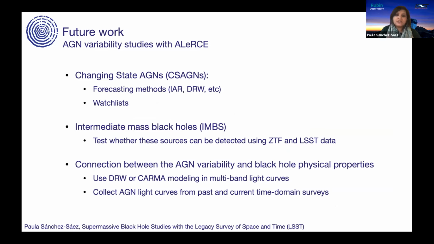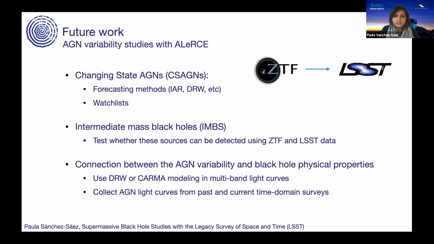We are also trying to estimate whether ZTF and LSST will provide a good cadence to select intermediate mass black holes. And also in the future, once we have enough data, we want to perform AGN variability analysis and relate the AGN variability features with black hole physical properties. So in the past, we have tried to do this using, for instance, damped random walk modeling or Kerr analysis, but we need to create longer light curves in order to obtain better results.